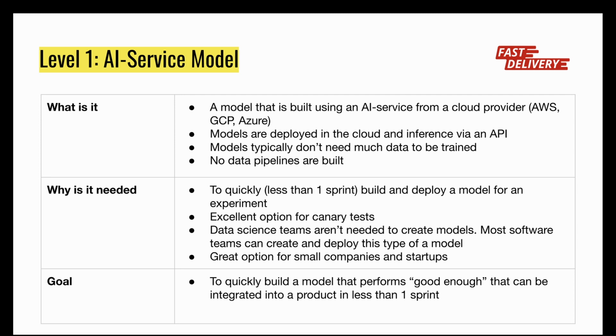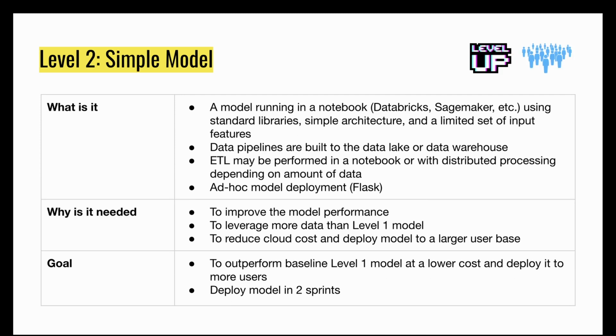Level 2 is about creating an in-house model and removing your dependence on the AI service. This should be a very basic model running in a notebook with a limited set of input features. The deployment can be ad hoc, and Flask might be a good option if you want to deploy an API. Basic data pipelines should be built.